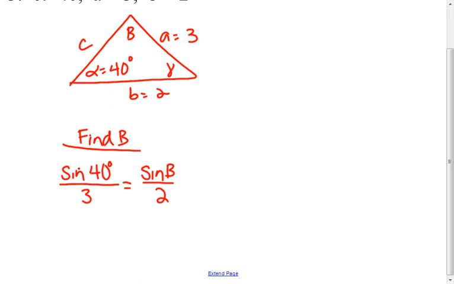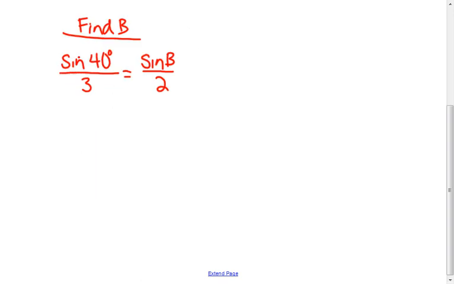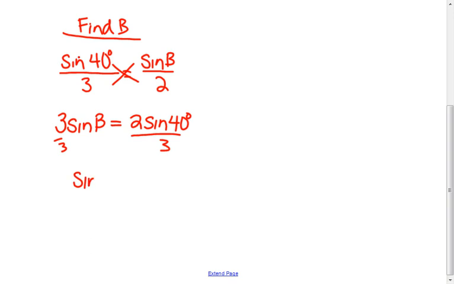All right, now when you cross multiply this, you have this. 3 times sine at beta equals 2 times sine at 40. You'll divide by 3. So sine at beta is this.